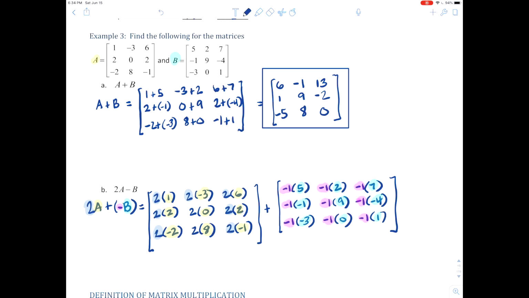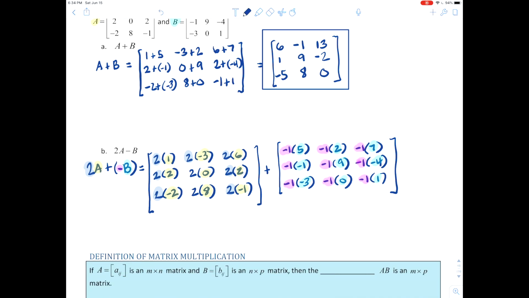Cool? All right, so then what's going to happen? We're going to end up simplifying. What do we have? Well, I'll have 2 plus negative 5 is negative 3. And then negative 6 minus 2 is negative 8. I'm going on the first row first. And then 2 times 6 is 12, plus negative 7 is positive 5.